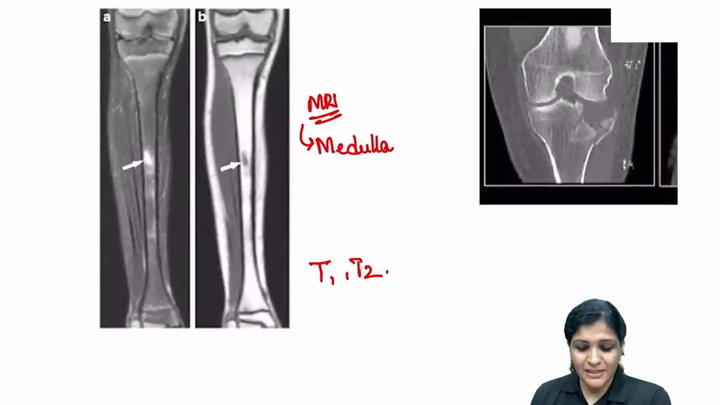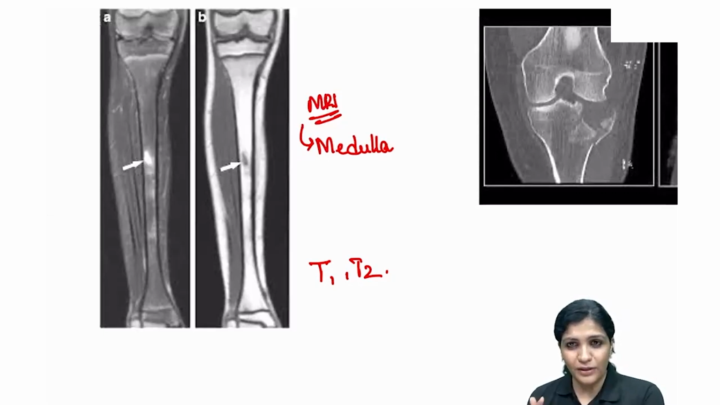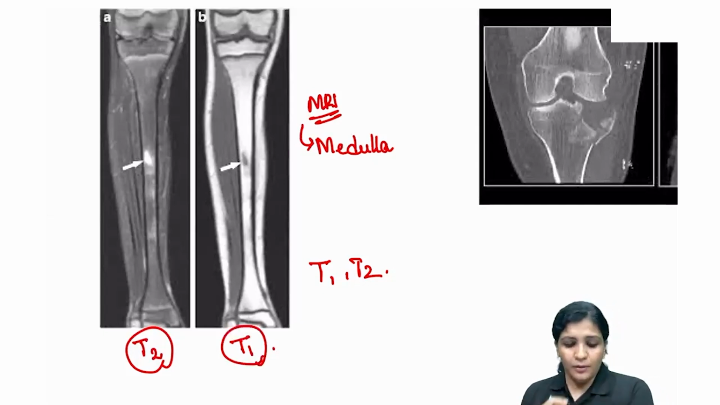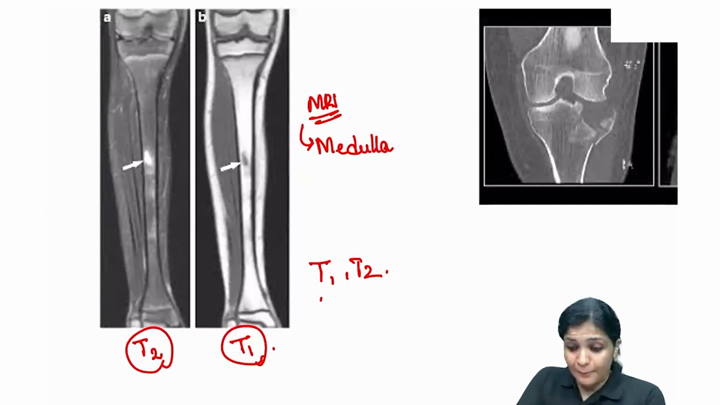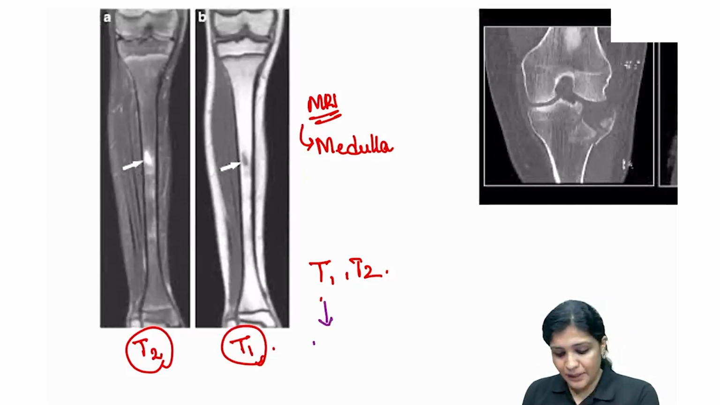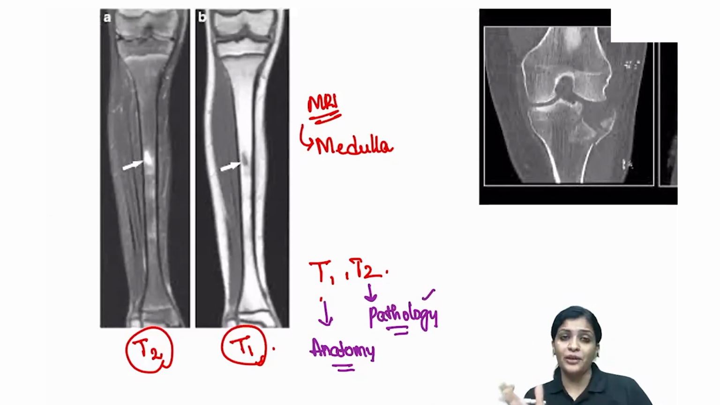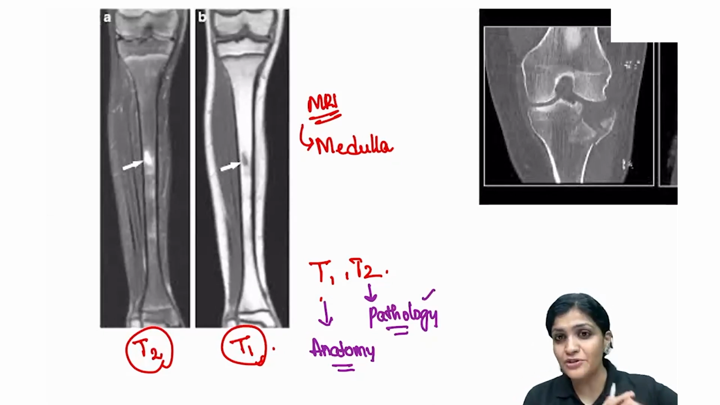So here what happens is the fat appears bright on the T1, right? So this is your T2 image and this is your T1 image. So roughly I remember this as T1 is mainly to read the anatomy, and if you want to understand about the pathology, like whether there is any collection, effusion, you have to read more about the T2. So T2 tells you about the pathology.